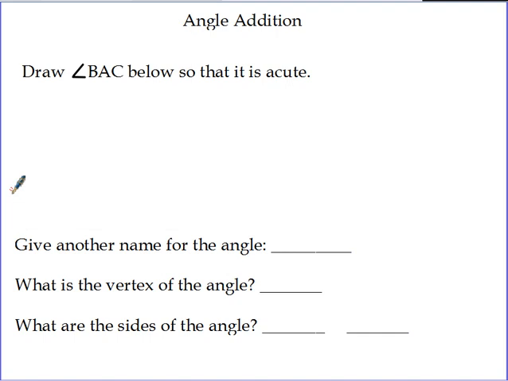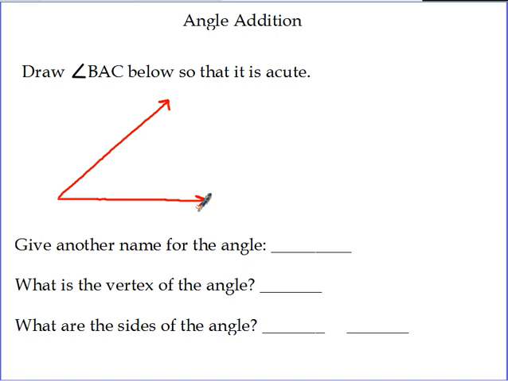Hello everyone! So this video is going to be on the angle addition notes. And this first slide is just a review from the angle introduction stuff. So it says to draw angle BAC below so that it is acute. So we know acute means less than 90. So I'm just going to draw it to be any acute angle like this.